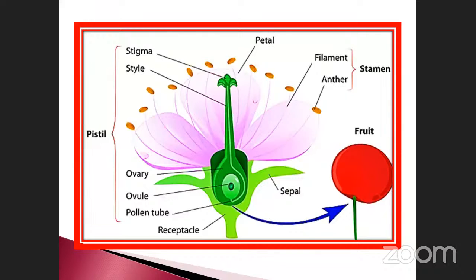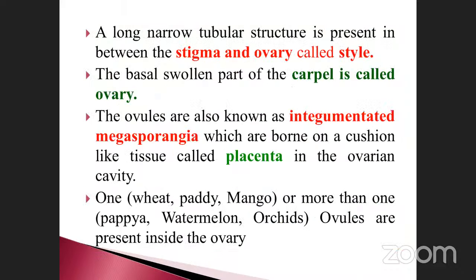This is a receptacle. Receptacle is nothing but a small stalk-like structure. It is attached with the ovary. See, a long narrow tubular structure is present between the stigma and the ovary, called the style. Already in our report. The basal swollen part of the carpel is called the ovary. That is already in our report.